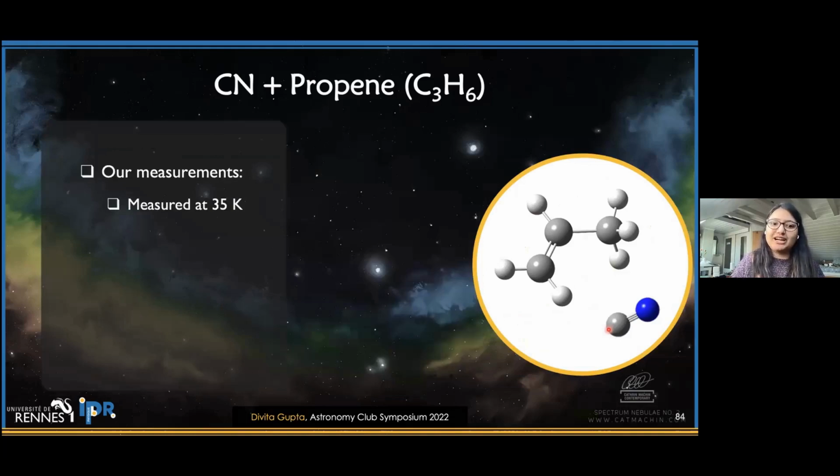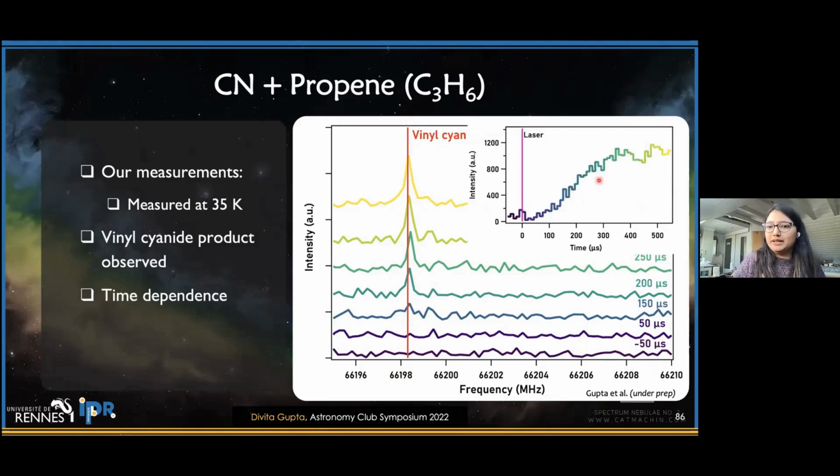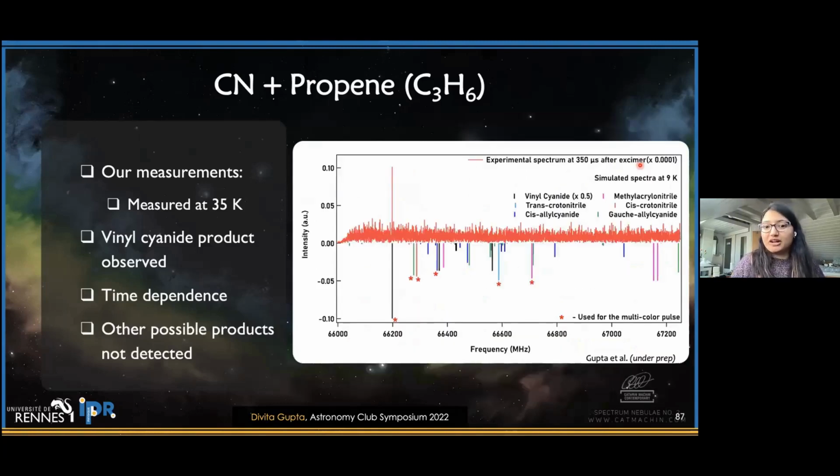So we measured this reaction at 35 Kelvin, and what we saw is vinyl cyanide. So over here you see the frequency, and you have a vinyl cyanide signature line over here at this frequency, and you can see that growing over time. This time is again marked by the excimer laser firing, okay? So as you see in time, you can see this product signal increasing over time, where before the laser, the signal was at baseline, and then as it goes on, you can see the product forming and then stabilizing as the reaction is completed, okay? We do know there are other products.